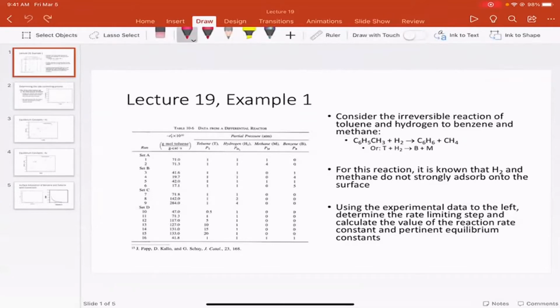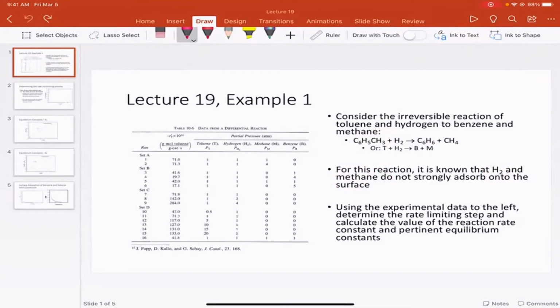And I actually prefer to write it so I don't have to carry complex chemical formulas around, right? I just want to simplify it if I can. So I'm going to look at this as T plus H2 gives us B plus M, right? Or toluene plus hydrogen goes to benzene plus methane. Now for this reaction, it's known that hydrogen and methane do not strongly adsorb onto the surface. So this is going to be a little bit of a change for what we did in previous lectures.